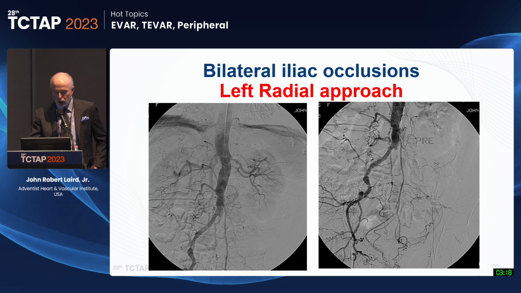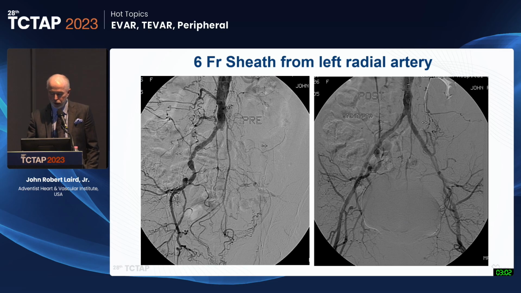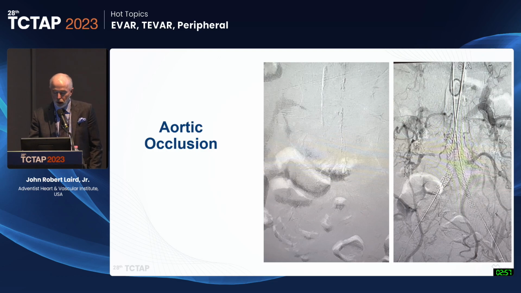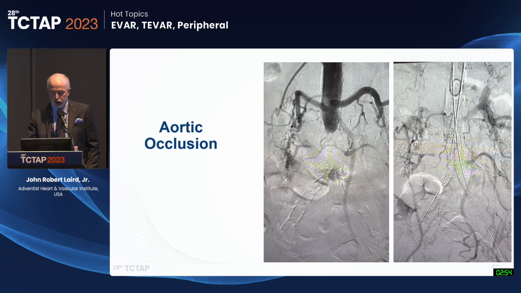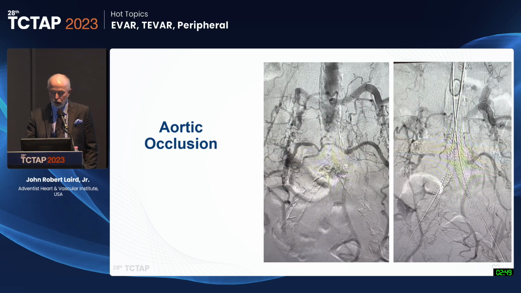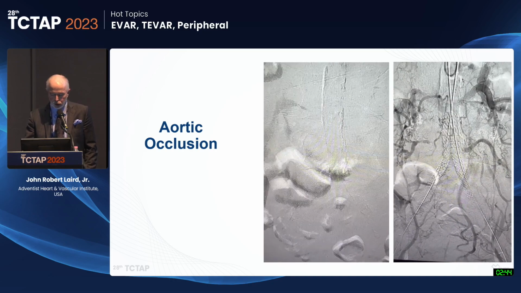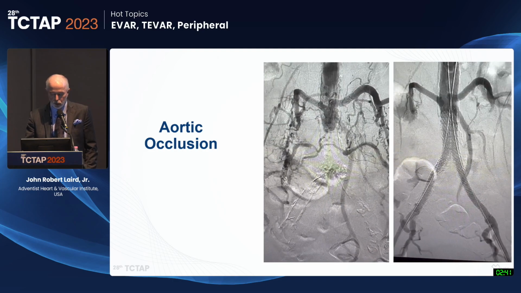So we can treat very complex cases such as this with chronic occlusions of both iliac arteries. In this case, approached from a left radial artery approach, a single access, we were able to cross occlusions in both iliac arteries and treat with stenting with a very nice angiographic and hemodynamic result. Very extreme cases such as this, heavily calcified aortoiliac arteries with occlusion, can now be successfully treated with, in this case, covered stents with excellent, again, angiographic results and good clinical outcomes.